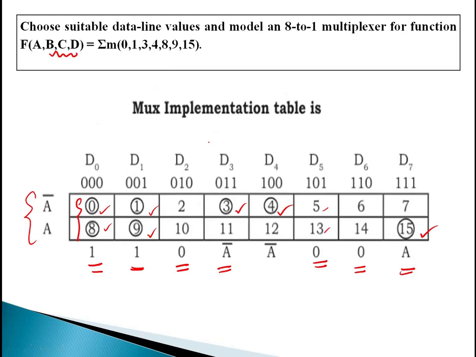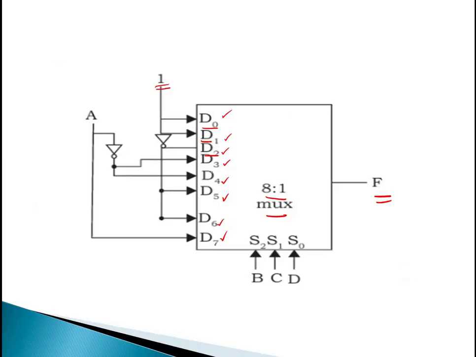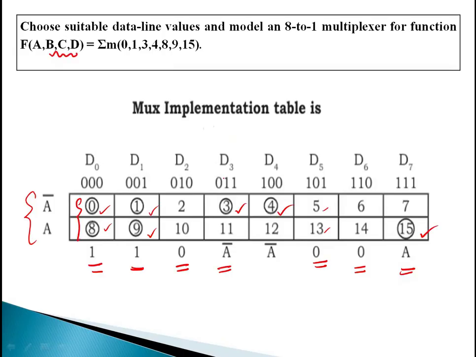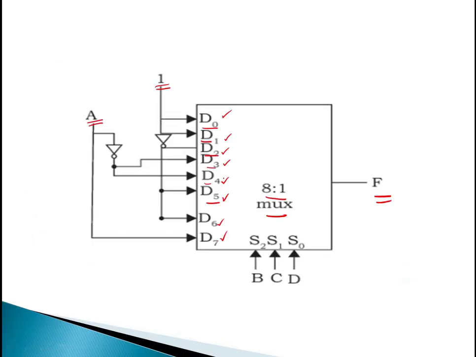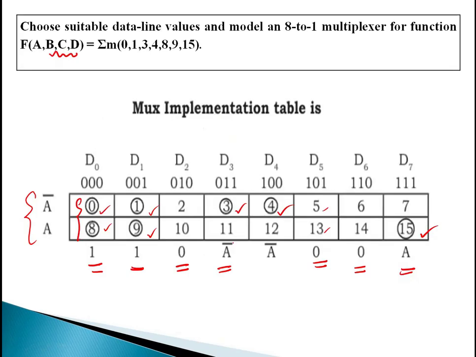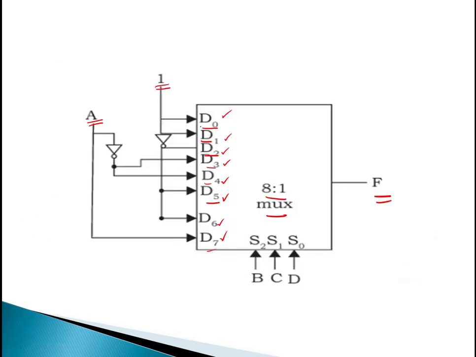So now coming to D3 and D4, here the value is A bar and A bar. So for D3 and D4 we have taken the complement of A and given it to D3 and D4. Okay. So for D5 and D6 the value is 0 here, right? So that means we have given the value 0 to D5 and D6. Now coming to D7, the value here is A, right? So we have directly connected this A to D7. So this is the logic diagram or block diagram for your 8:1 mux, right?